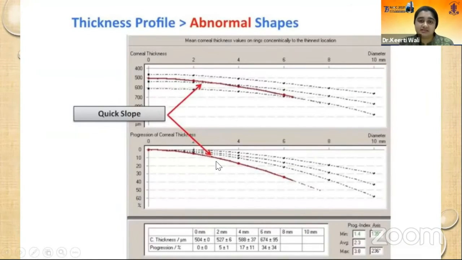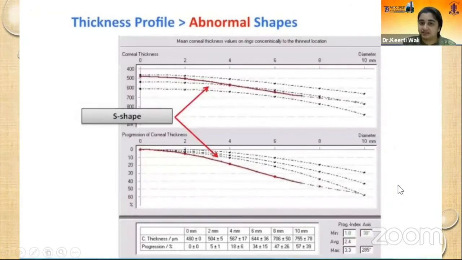Okay, this is an abnormal shape wherein the slope is very quick. It is falling very quickly before even reaching the 6 mm zone. Okay, and here you can see the average is 2.3. This is characteristic of corneal ectasias.